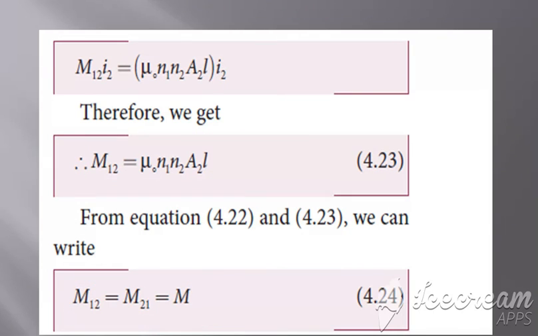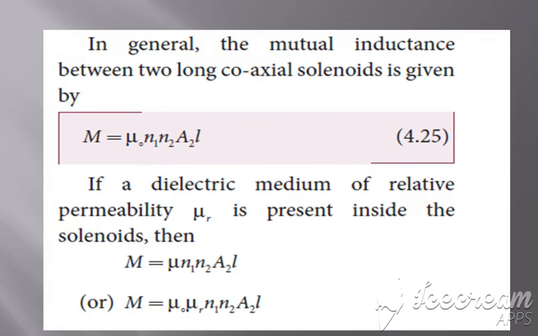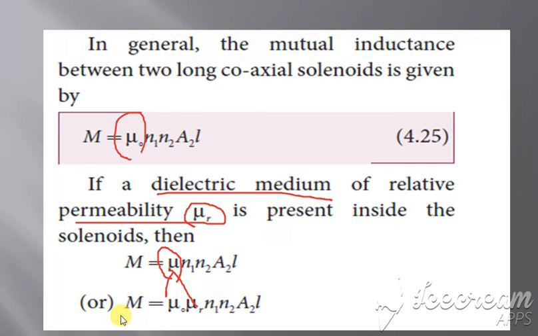So this is about the mutual induction between two long solenoids. We are writing this equation as it is. Instead of this mu naught, if we have a dielectric medium of permeability mu r, then instead of mu naught, generally we can write mu, where mu is equal to mu naught into mu r. So this gives the equation for the mutual induction. Clear?